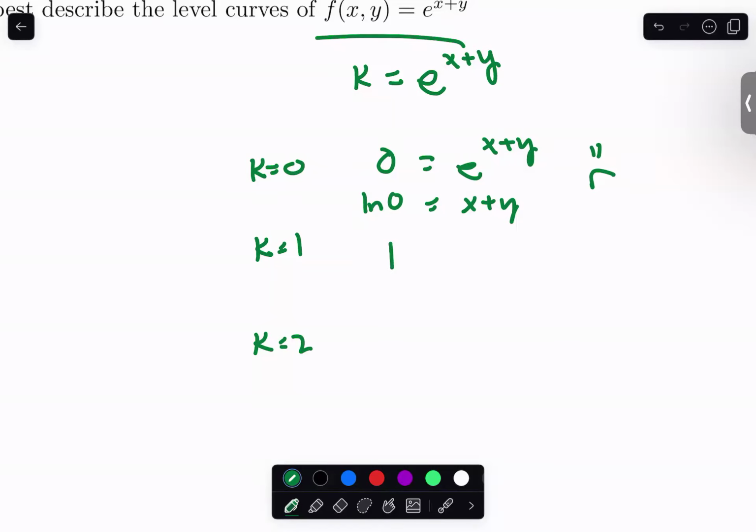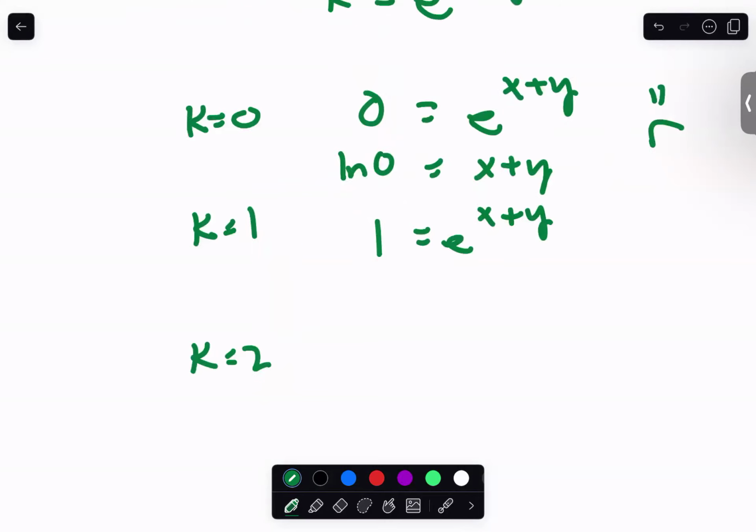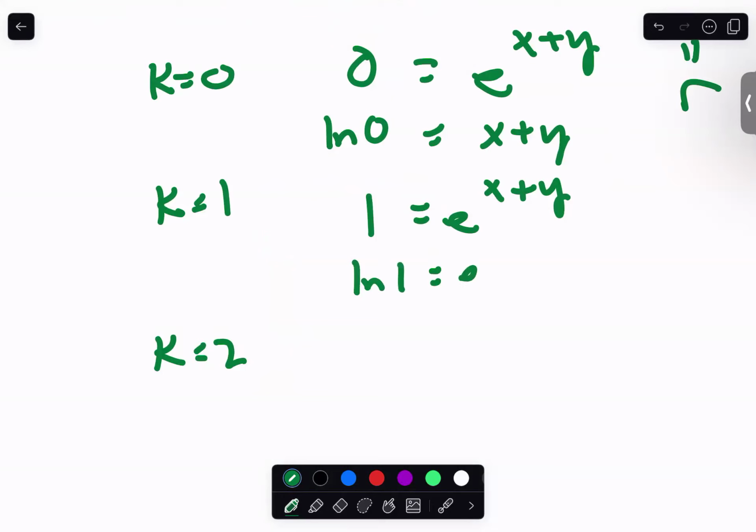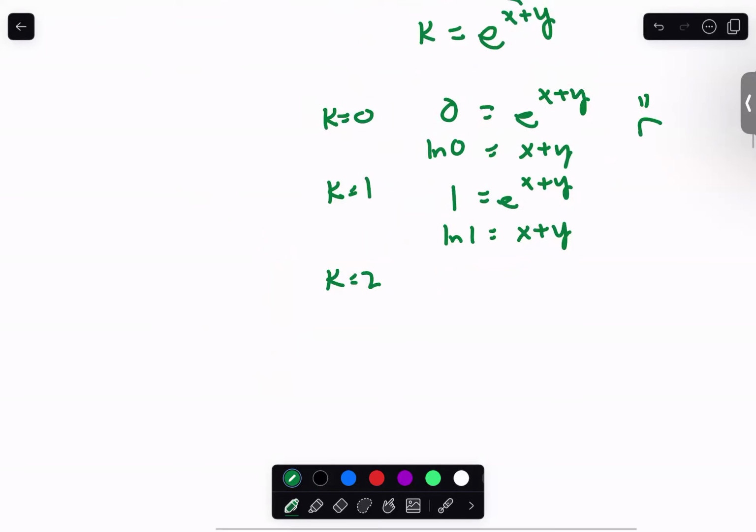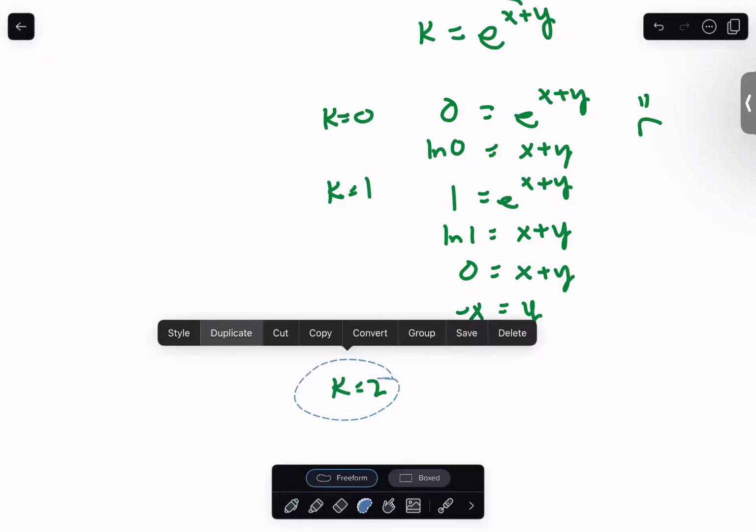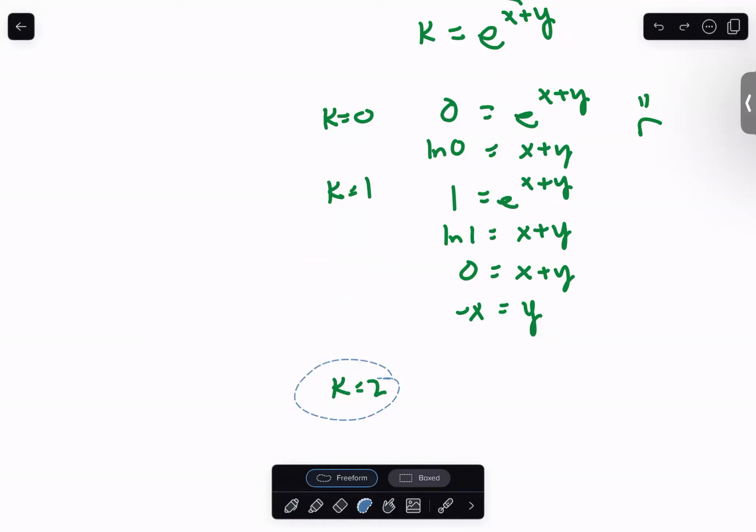When I do 1, this one I stand a chance with. I can take the natural log of both sides. Natural log of e is just whatever's on the inside, in this case, x plus y. The natural log of 1 is 0. So this means I have 0 is equal to x plus y, or y is equal to negative x. Of course I could sketch this, but I know that this is a line. The slope is -1, the intercept 0.